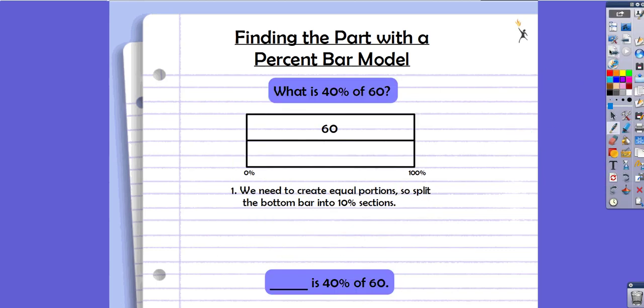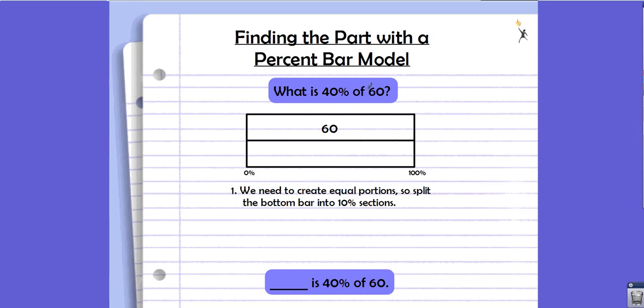Moving on to our second one, finding the part with a percent bar model. Again, we need to create equal sections, so we need to split the bottom bar. Now, what is 40% of 60? 40% cannot be split equally between the 100%. So a benchmark percent that we can use is 10%. So I'm going to be breaking up this section into 10%. 10, 20, 30, 40, all the way until I get to 100%.